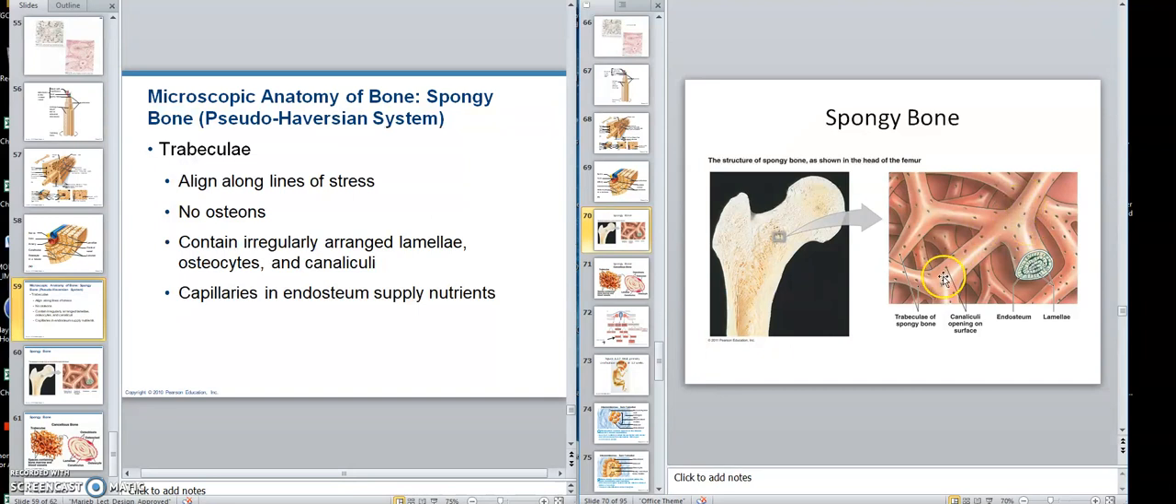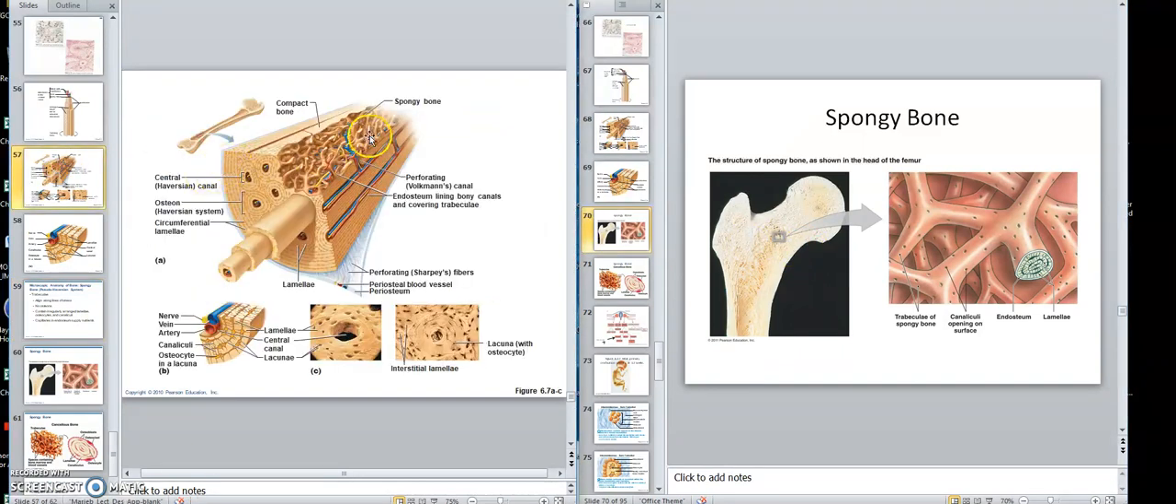Now, each of these segments of bone that you see here is called a trabeculae. No osteon, see, because the osteon would have that hole in the center. They contain irregularly arranged lamellae. See, here are the lamellae, and they're not concentric, but irregularly arranged. And capillaries and endosteum supply them, because again, where this is located is closer to the medullary cavity, where the endosteum would be.